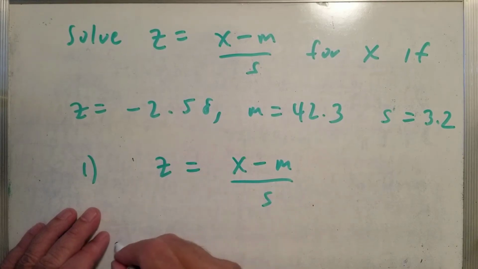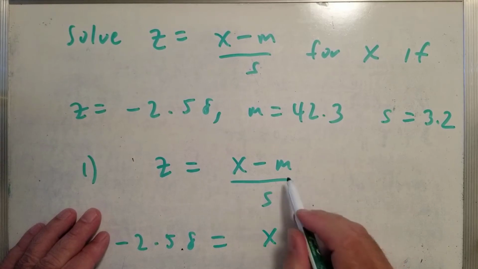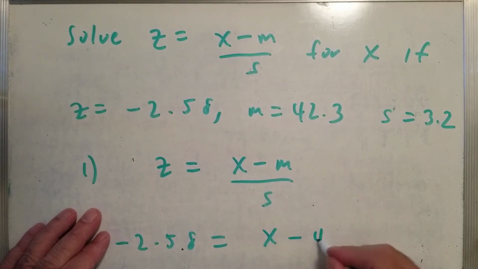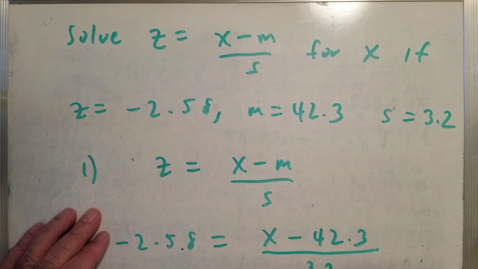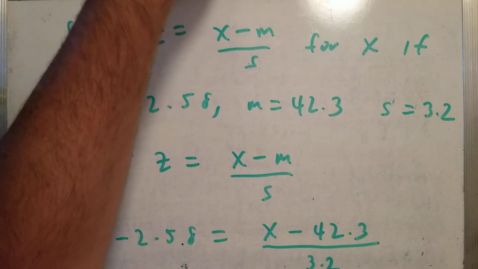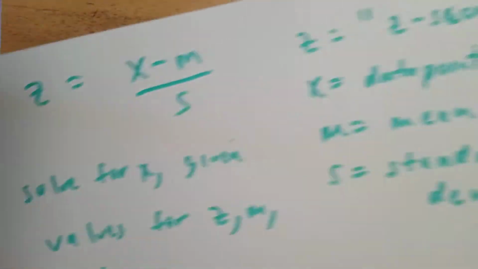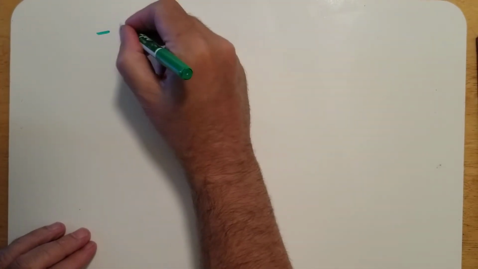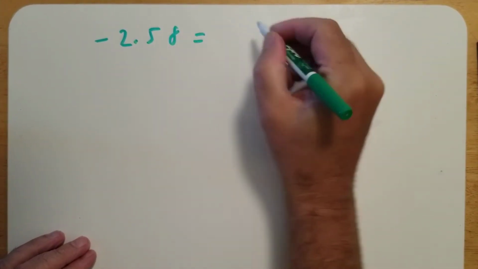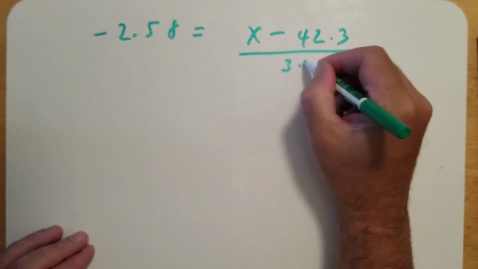So instead of z, negative 2.58. x is what we're solving for. Instead of m, I'm putting in 42.3. And instead of s, I'm putting in 3.2. So that's the equation we want to solve for x. Let me just copy what I have so far. I have negative 2.58 equals x minus 42.3 over 3.2.